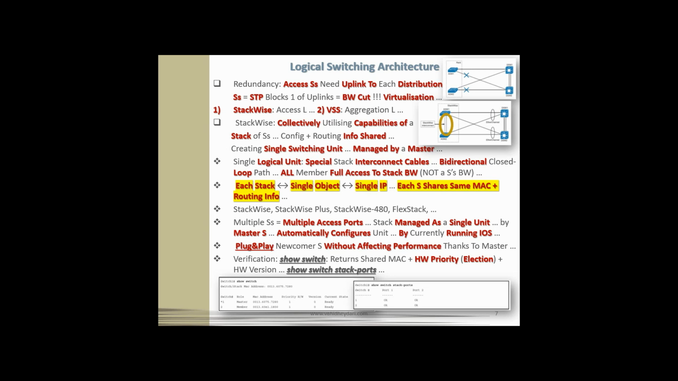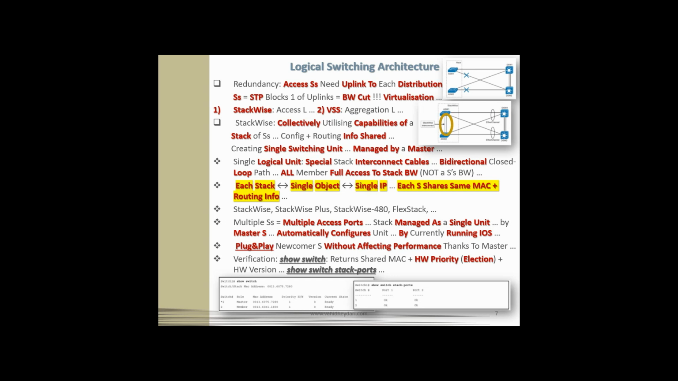This means that up to 9 separate switches can be merged together and joined, and then the configuration and routing information is shared between all these up to 9 switches that we have in the stack. So up to 9 switches can join, creating a single switching unit. And this is Stackwise. Switches can be added to or deleted from a working stack without affecting the performance. And this is great. The whole stack is managed as a single unit by a master switch.